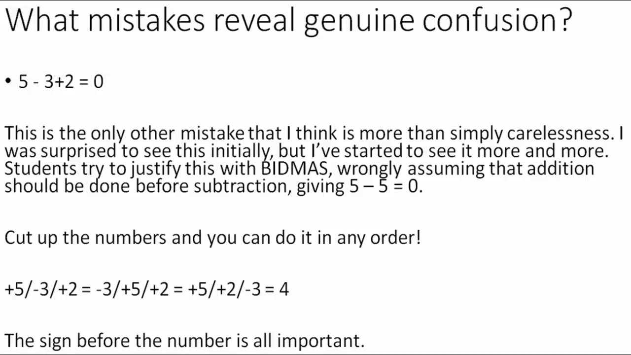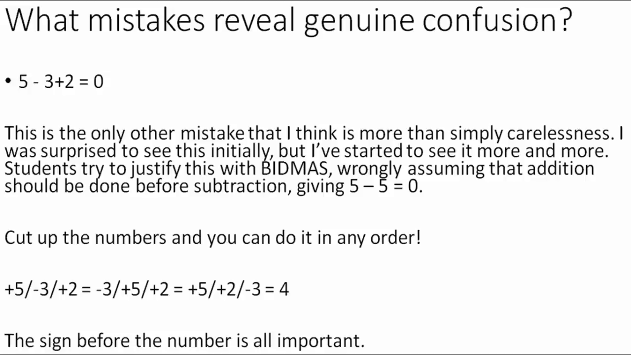So yeah, obviously, what is 5 minus 3 plus 2? What they're doing, I presume, is thinking, I need to add before I subtract, and therefore doing 3 plus 2 first is 5, and then doing 5 minus that 5 and getting 0. That shows genuine confusion if they're making that mistake for that reason.